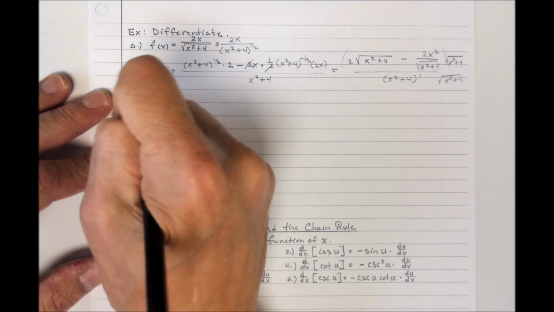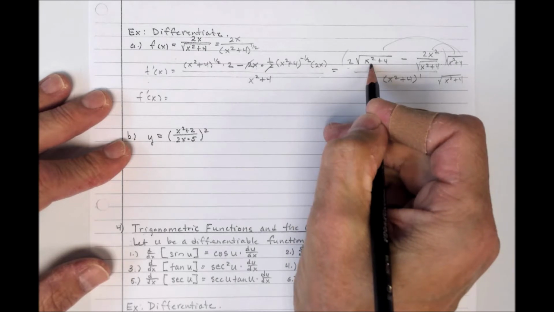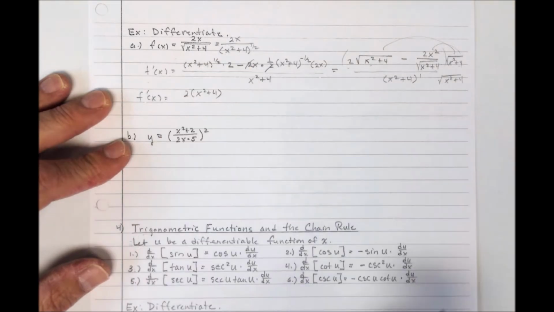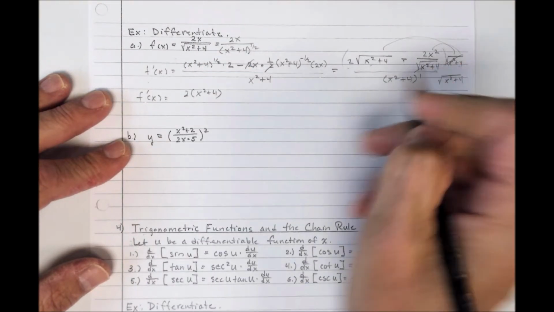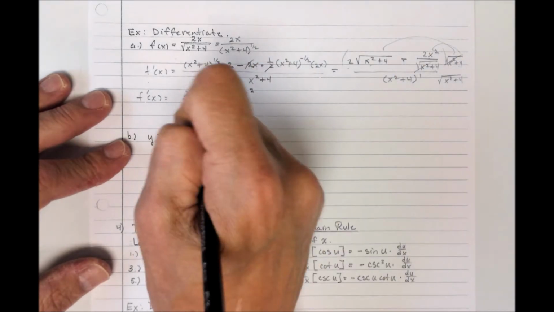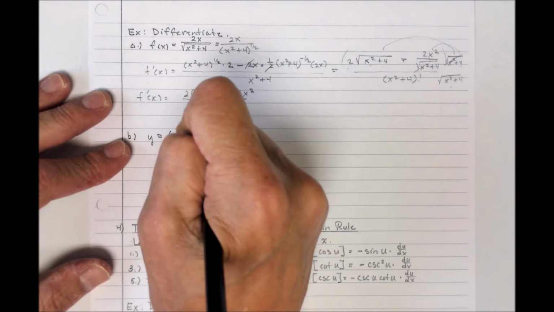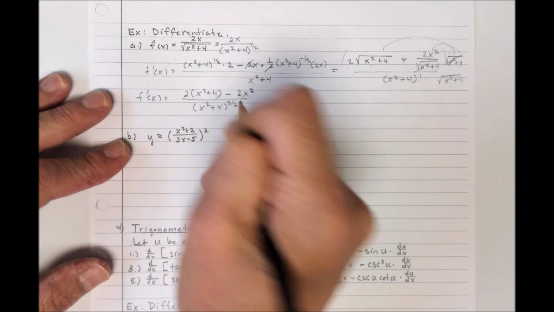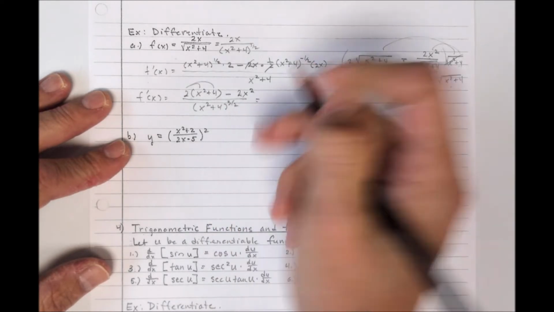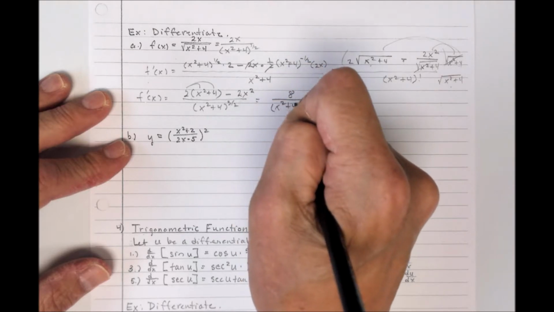So f prime of x, up top, I distribute 2 times the square root of x squared plus 4 times the square root of x squared plus 4, which is just 2 times x squared plus 4. Minus, here when I multiply, these cancel and I just get minus 2x squared all over my denominator. Now this is to the first, this is x squared plus 4 to the half. So this is x squared plus 4 quantity to the 3/2. Now if I distribute, I get a 2x squared and I have a minus 2x squared, so that cancels. And so I just get 8 all over the quantity x squared plus 4 to the 3/2.